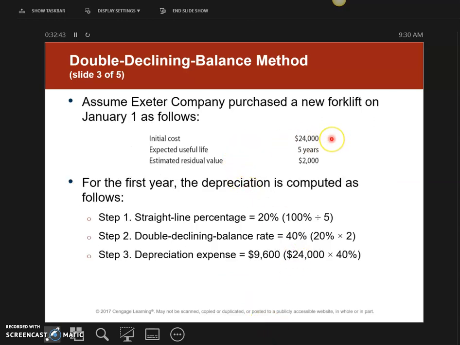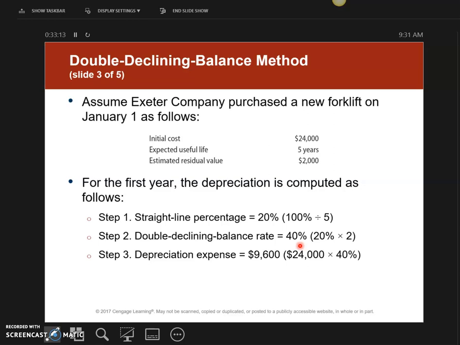So my cost is $24,000. I have 5 years. Estimated residual is $2,000. Right away, 5 years, I know it's 20%. And I did that by taking 100% divided by 5, I get 20%. So here's my straight line percent. Step 1. Step 2, I'm going to double it. Now I'm at 40%.